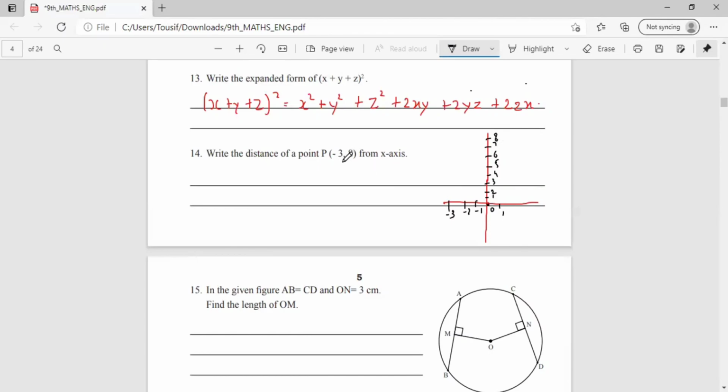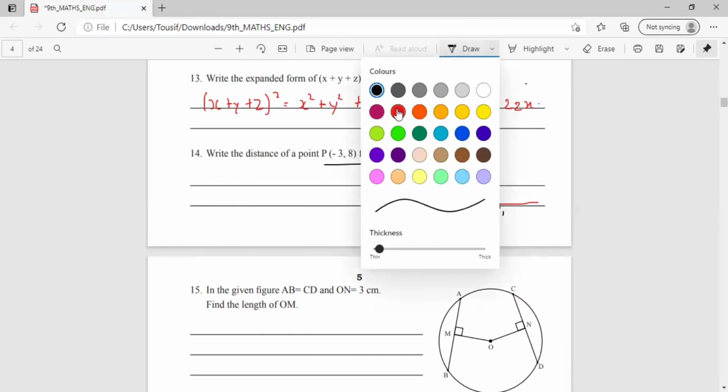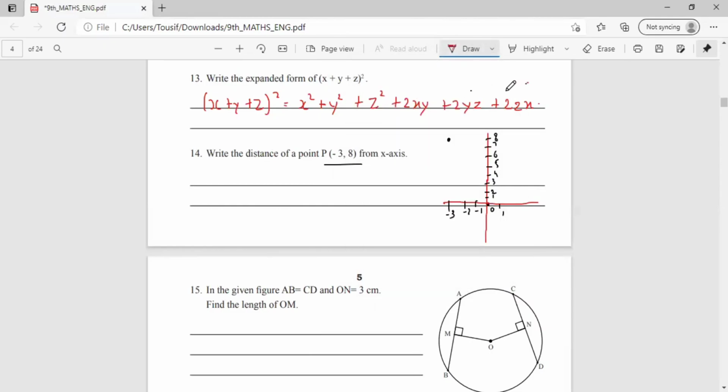Now let us represent this point on our Cartesian plane, that is (-3, 8). The x value is -3, moving upward in search of 8. So here will be our point. Now they're asking what is the distance of the point (-3, 8) from the x-axis. So this is our x-axis. From the x-axis to our point, we draw a perpendicular line. How much is that? The answer is going to be 8 units.